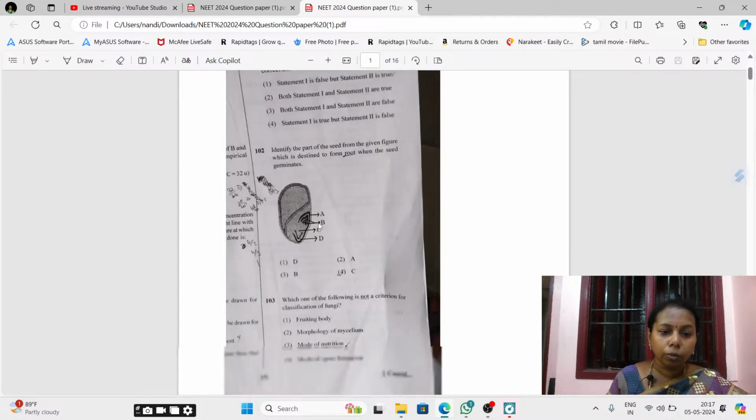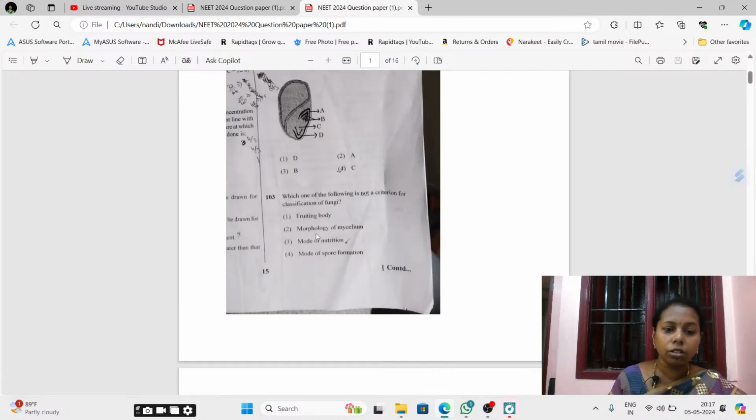That is the answer, number 1. Question 2: which part of the seed from the given figure is destined to form root? Of course, you all know it is the radicle, which is marked as C. So C is the correct answer according to NCERT, C only, which is given in answer number 4. So that is the correct answer, children.